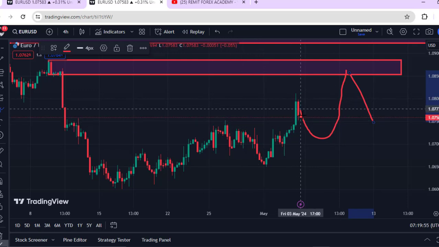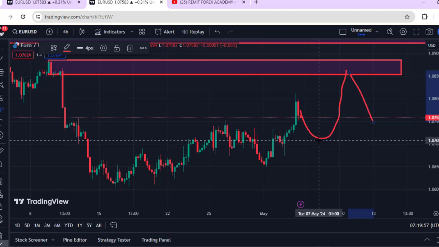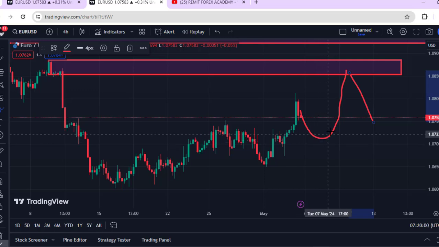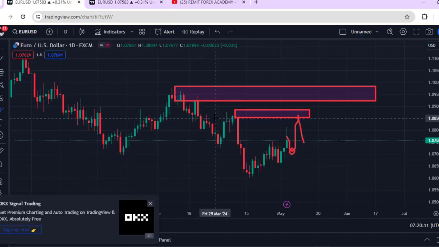Expect the market to sell off as we resume the market on Monday, and then from here, the market is going to move into this very area for a possible buy opportunity from this very zone, and then from here, the market is going to sell off again to the downside in line with what we are seeing on the 1-day chart.